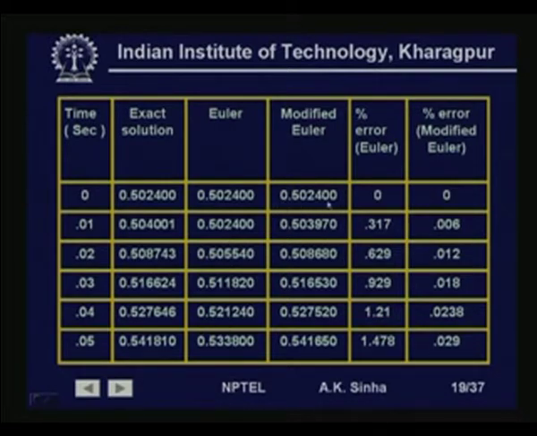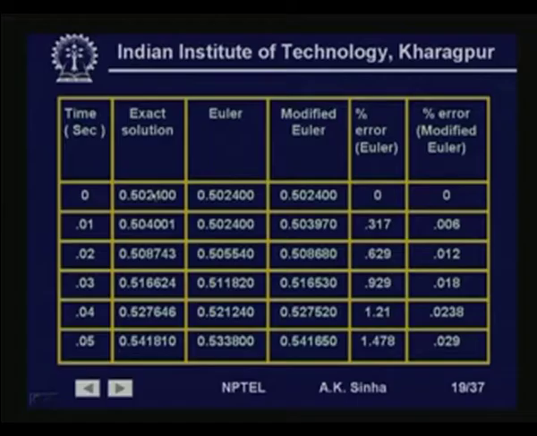Whereas, if we are using the modified Euler method, we will get the values like this, as shown here in this table, that is 0.5024, 0.50397, 0.508680. These are the values that we will get when we are using the modified Euler's method, and these are the exact solution values for this system of equations. So, this is the exact swing equation that we have. These are the values that we calculate using Euler's method. These are the values that we calculate using the modified Euler method.